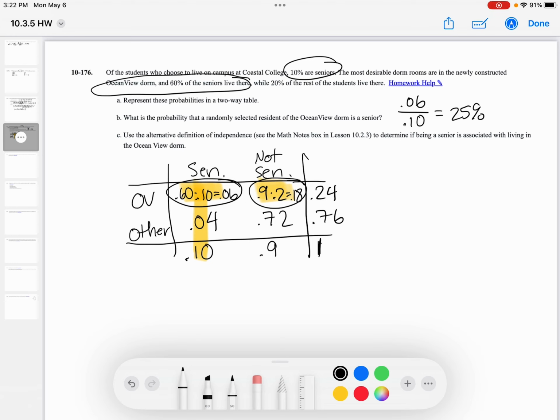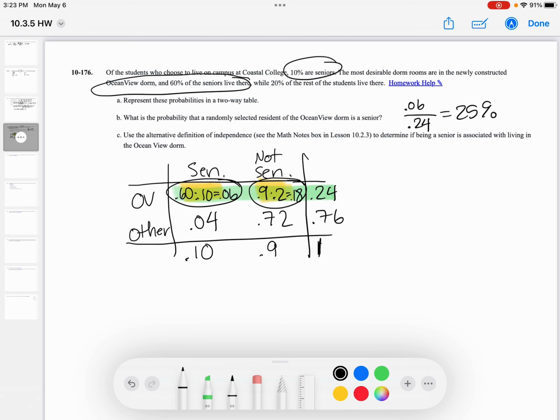Oh, sorry, you know what? I did that wrong. Forgive me. We know they live in Ocean View, so I highlighted the wrong thing. We want that row right there. The bottom number is going to be 0.24, and the top number, of those, how many are seniors? 0.06. Now this is where we get 25%.